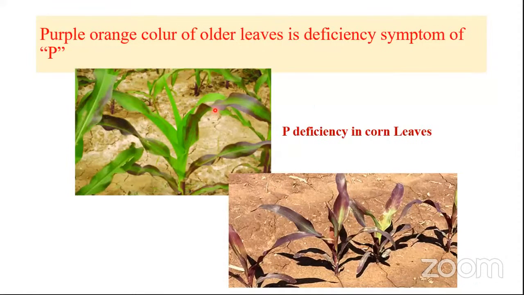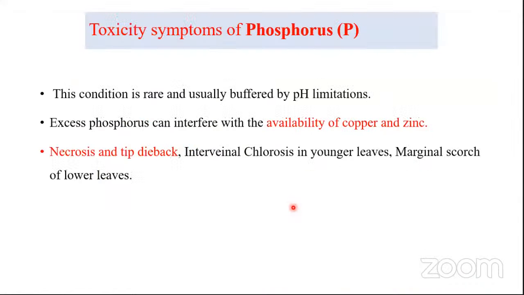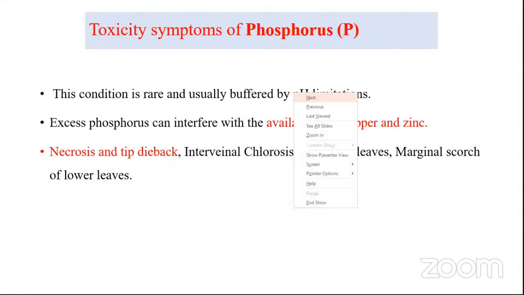And coming to the toxic symptoms, what will happen if there is a high amount of phosphorus? The availability of copper and zinc will decrease. We can see necrosis and tip dieback symptoms, and marginal scorching of lower leaves. These are the very important symptoms of phosphorus.